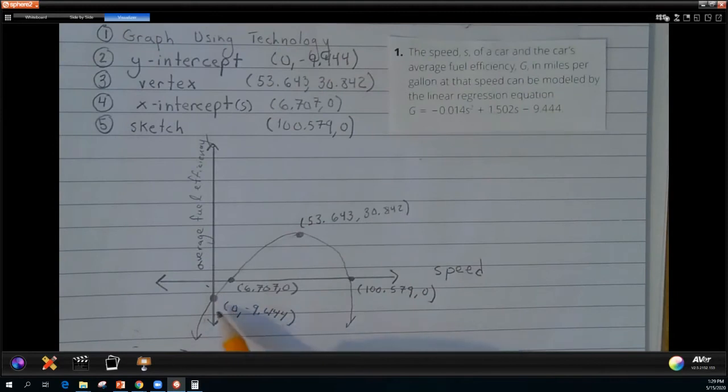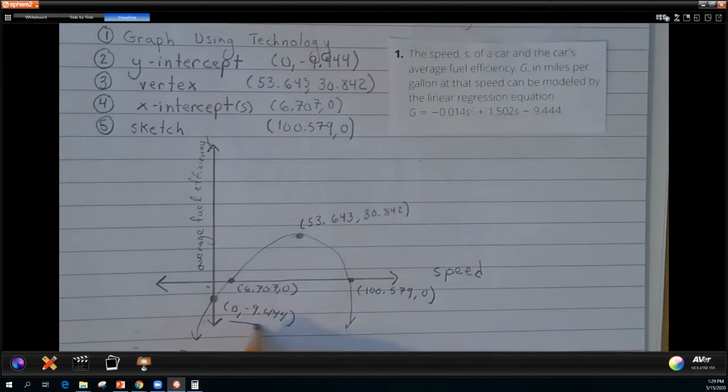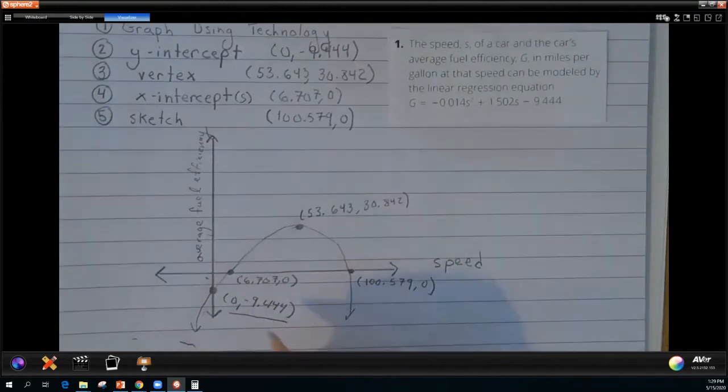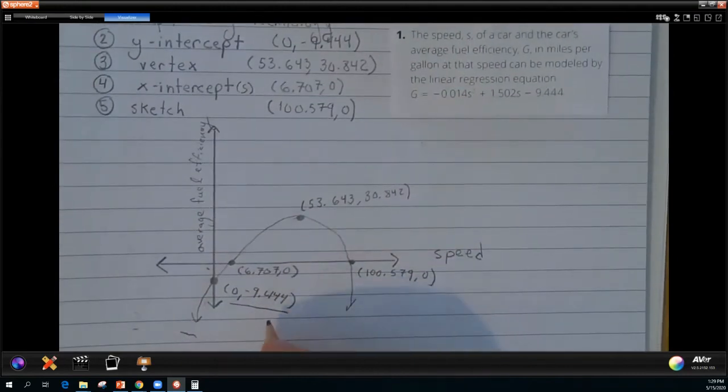The y-intercept tells us that at a speed of 0, we have an average fuel efficiency of negative 9.44 miles per gallon. So we don't even get miles per gallon. It's saying we're using fuel when we have no speed. So our y-intercept here doesn't make sense. That means that this model must have a limited range where it makes sense.